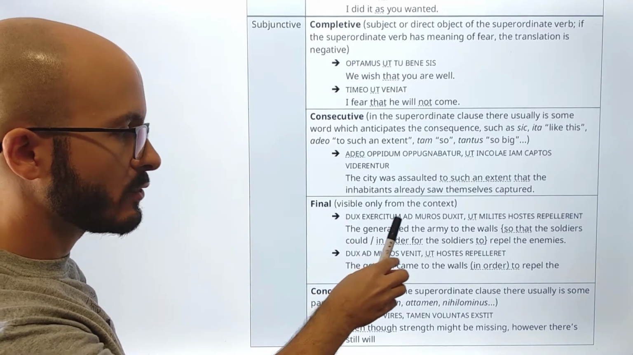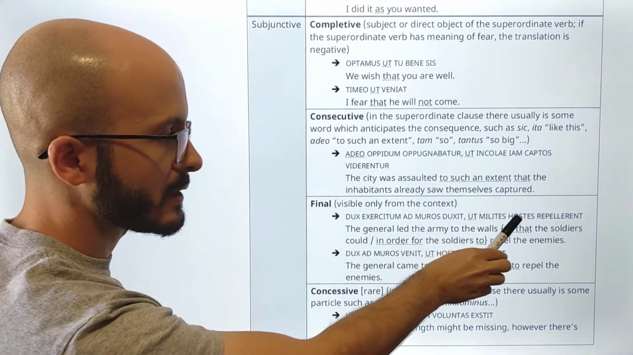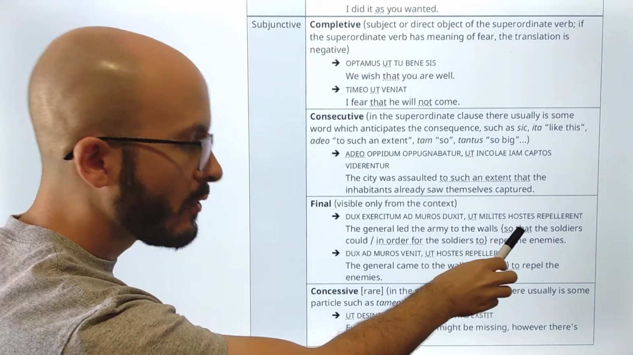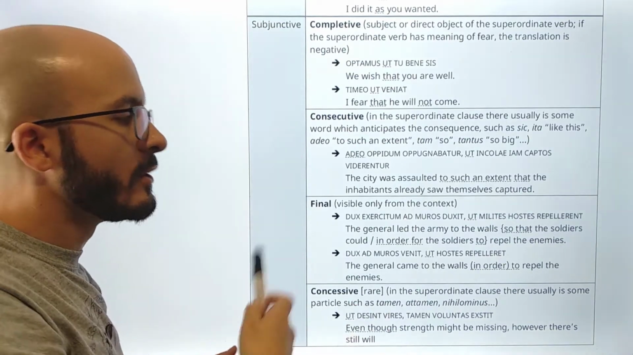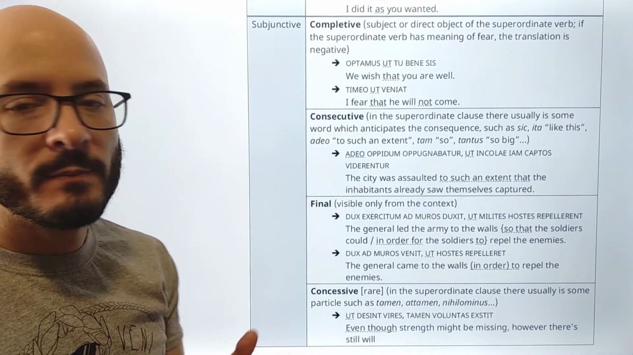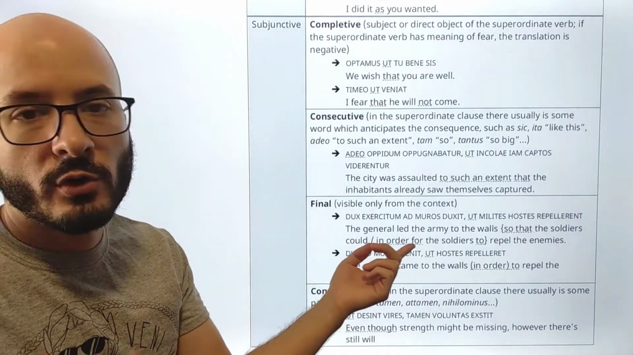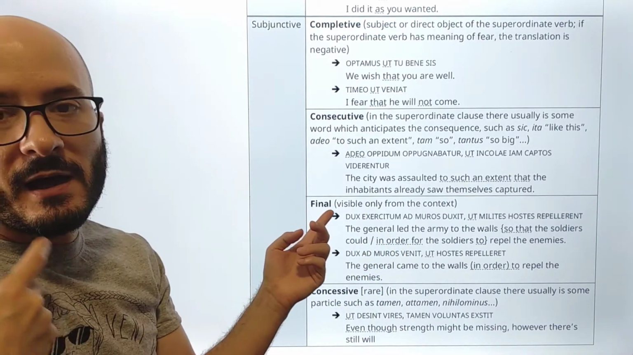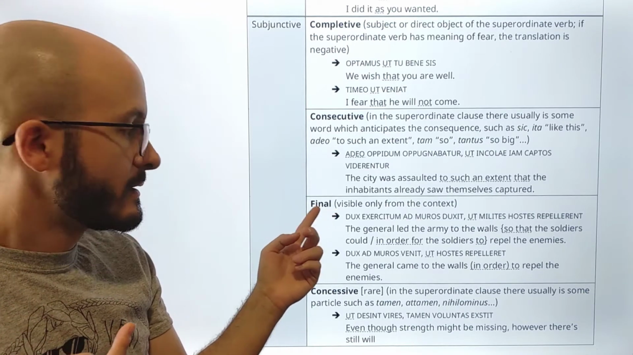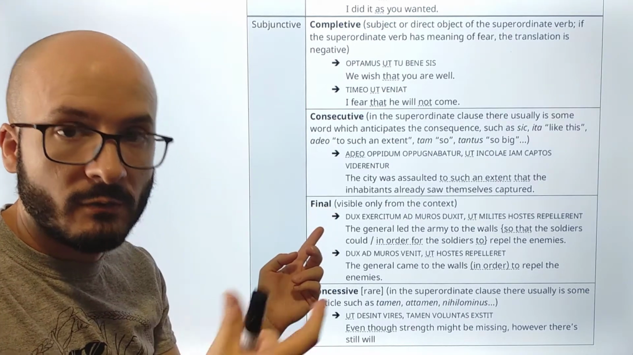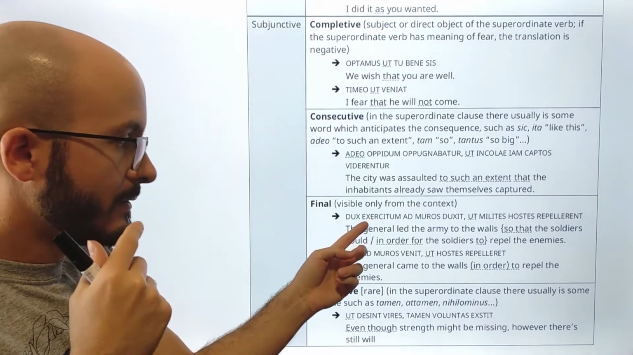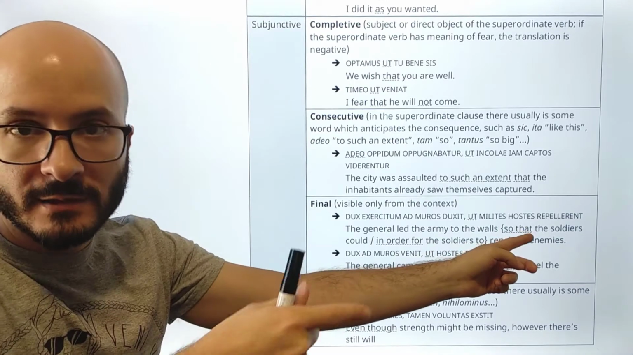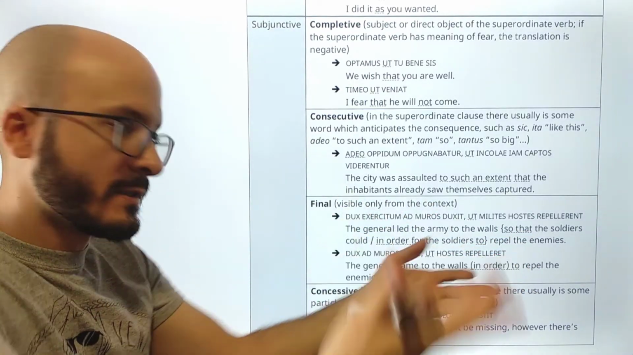So dux exercitum ad muros duxit ut milites hostes repellerent. The general led the army to the walls so that the soldiers could, or in order for the soldiers to, repel the enemy. Of course, there are several ways to translate the same thing as long as they indicate that this is the goal of the main clause. Okay, so why does the general lead the army to the walls? So that, in order to, etc.